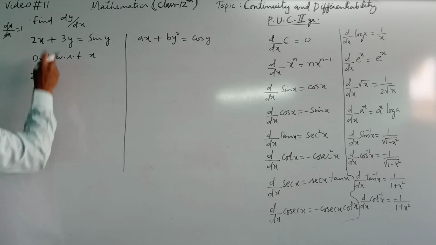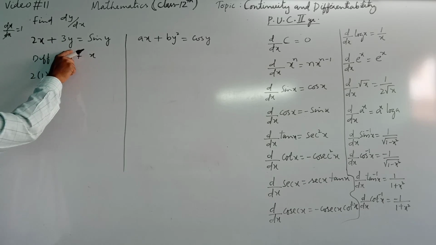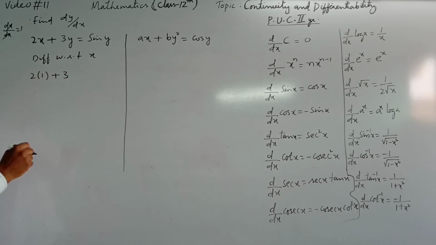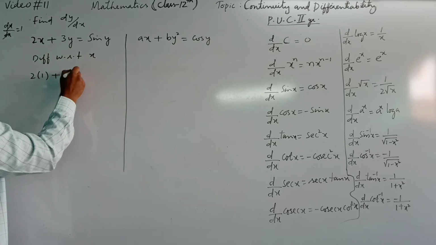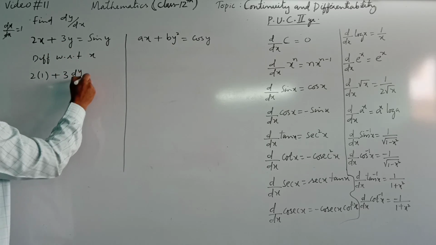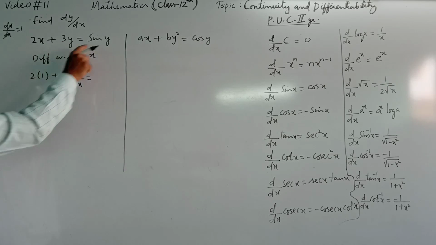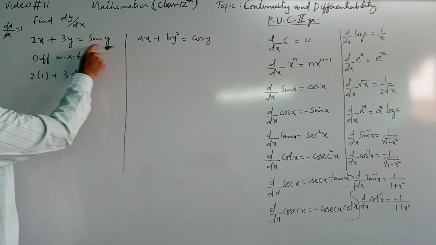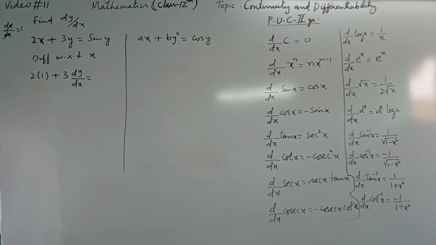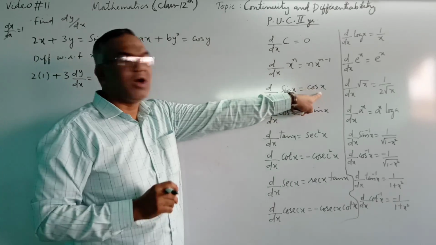Right? Plus. Again, here a constant is multiplied to the function. Keep it as it is, 3. What about the differentiation of y with respect to x? It is dy by dx. What is the differentiation of sine? It is sine y, not sine x. Sine x differentiation is just cos x, that's it.